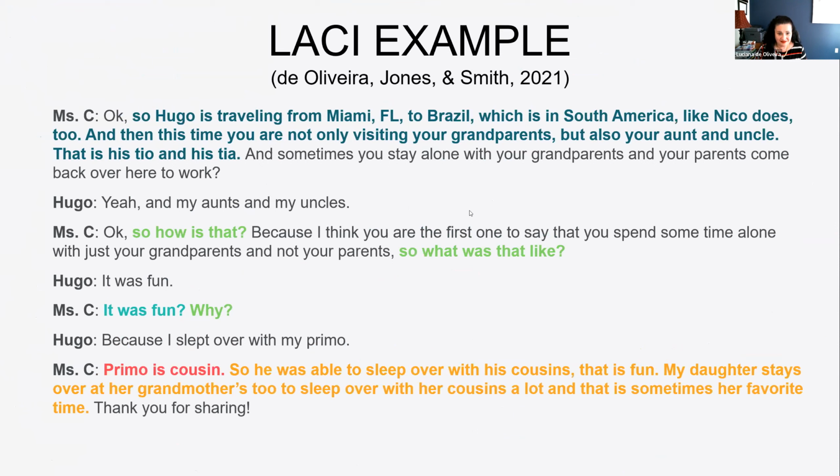I have one more. I will be Ms. Cabana again, and I need somebody to be Hugo for me. Okay, so Hugo is traveling from Miami, Florida to Brazil, which is in South America, like Nico does too. And this time you're not only visiting your grandparents, but also your aunt and uncle. That is his tio and his tia. And sometimes you stay alone with your grandparents and your parents come back over here to work. Hugo?